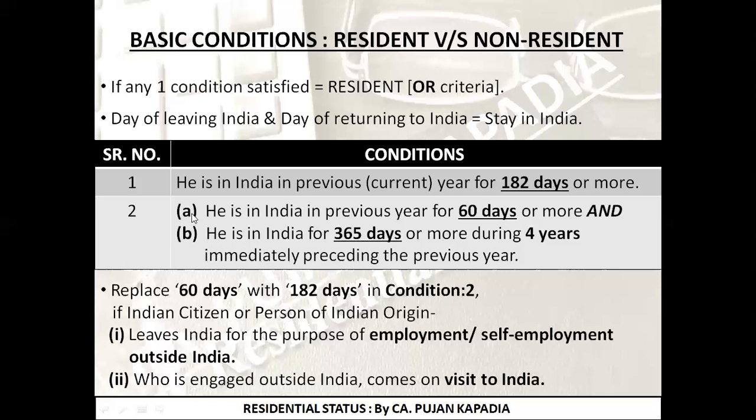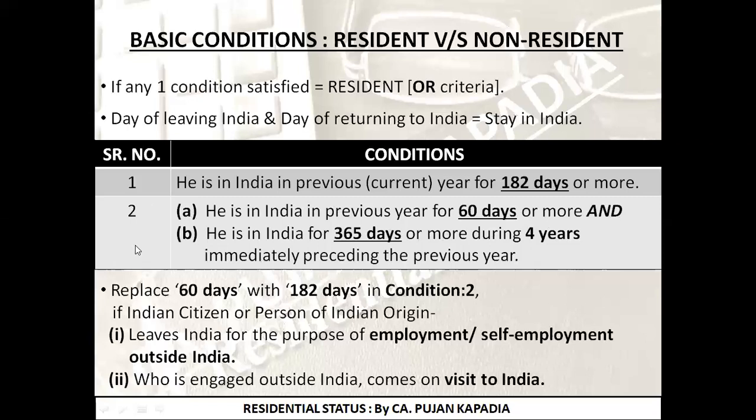If both A and B are satisfied, then we can say my basic condition 2 is fulfilled. If any one of these is not satisfied, then we cannot say that point number 2 is fulfilled. In short, you need to remember A and B both should be fulfilled. So I have written over here "and". I hope I am clear with your basic conditions.